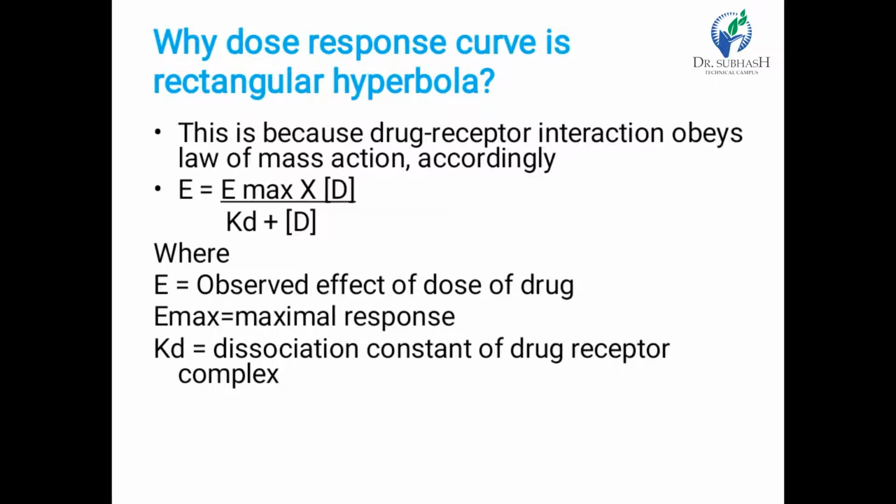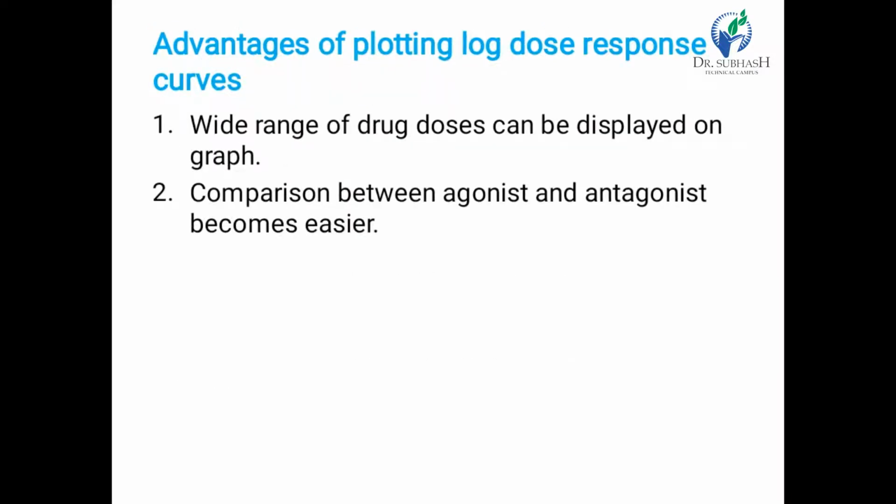Now, what is the law of mass action? E means the observed effect of the drug, right? E is equal to the maximal response, that is E max, multiplied by the concentration of drug, divided by Kd plus the concentration of drug, in which Kd is the dissociation constant of the drug receptor complex.